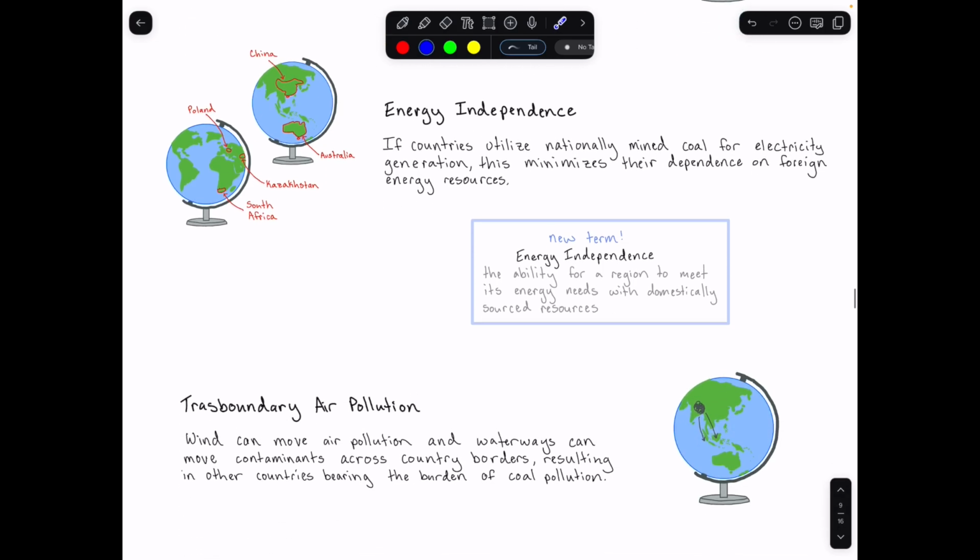Now, the third consideration is transboundary air pollution. So one of the unfortunate things about coal is that the wind can blow air pollutants across borders from coal-fired power plants, and waterways can spread the debris and the pollutants from coal mines to downstream regions. And what this means is that it results in countries bearing the burden of coal pollution while not gaining the benefit of electricity that has been produced from the coal. And this is a somewhat contentious issue in Southeast Asia, for example.